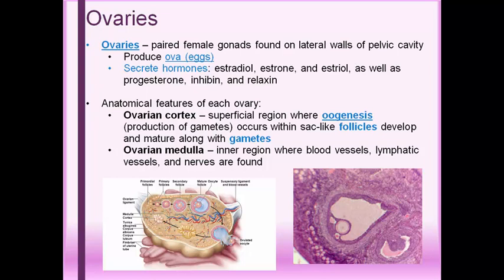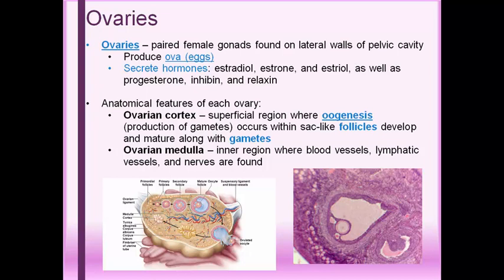So we know the ovaries again are paired female gonads. They're found on the lateral walls of the pelvic cavity, and they're producing every month during the reproductive cycle of the female ova or eggs. Ovum would be singular, so if you see any of those, the oocyte is what's ovulated. All of those are talking about the same structure, the egg from the female.